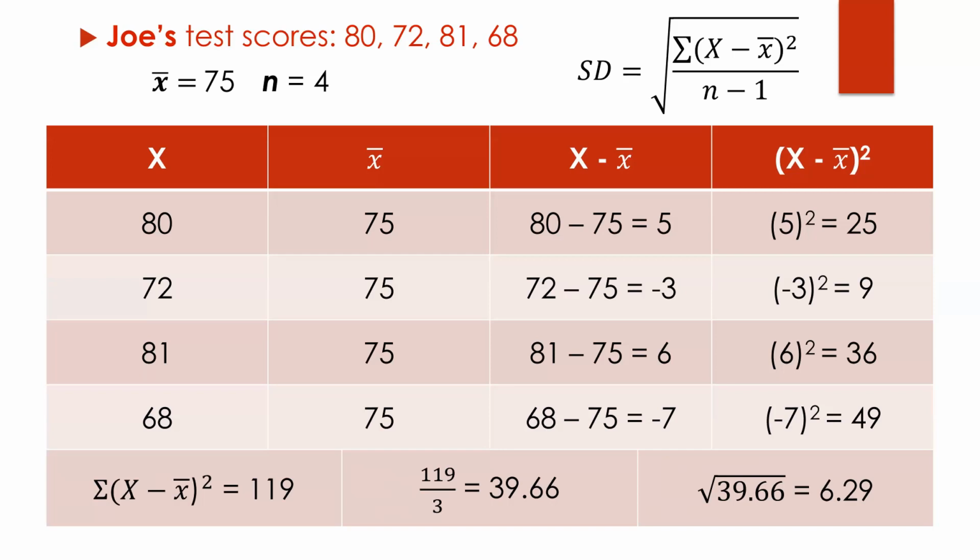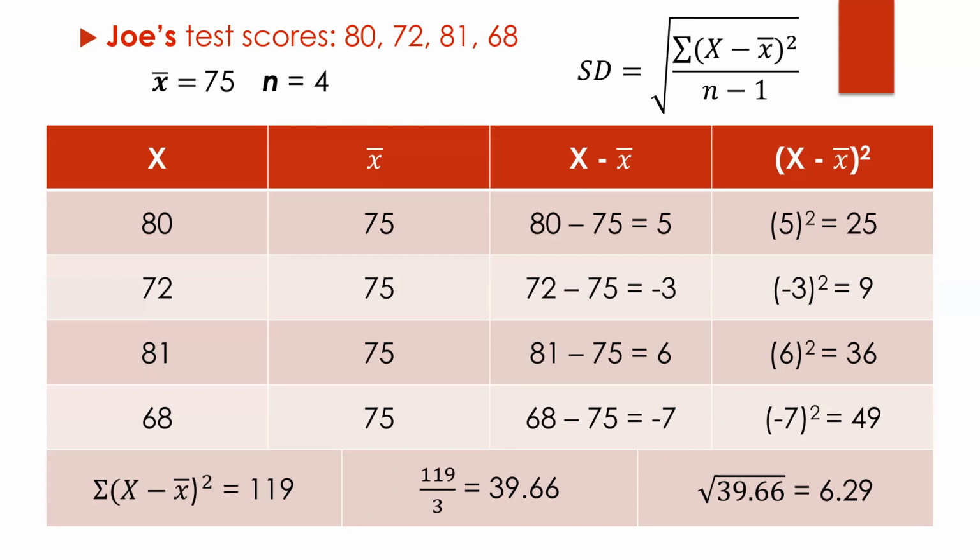So now we have our square differences. Then we're going to sum them all together down here, so we get a sum of 119. We're going to take 119 divided by 4 minus 1, which is 3. Now we get 39.66. Now that's squared units. That's squared numbers. It's hard to understand. Let's square root it so we can get back to normal numbers.